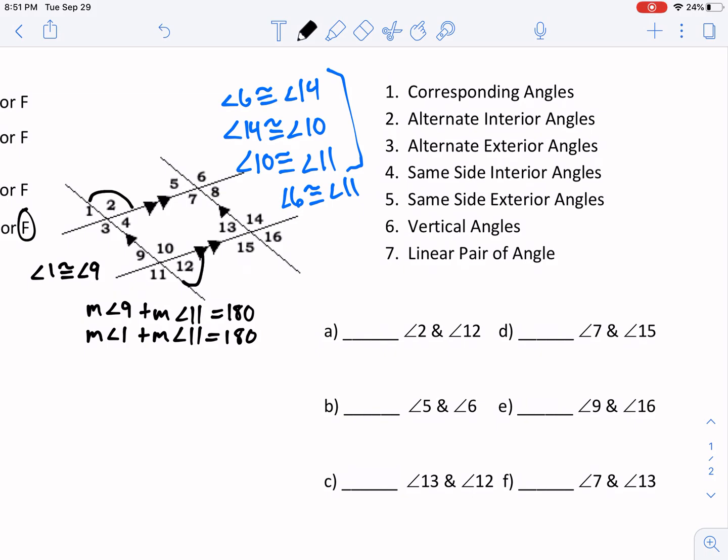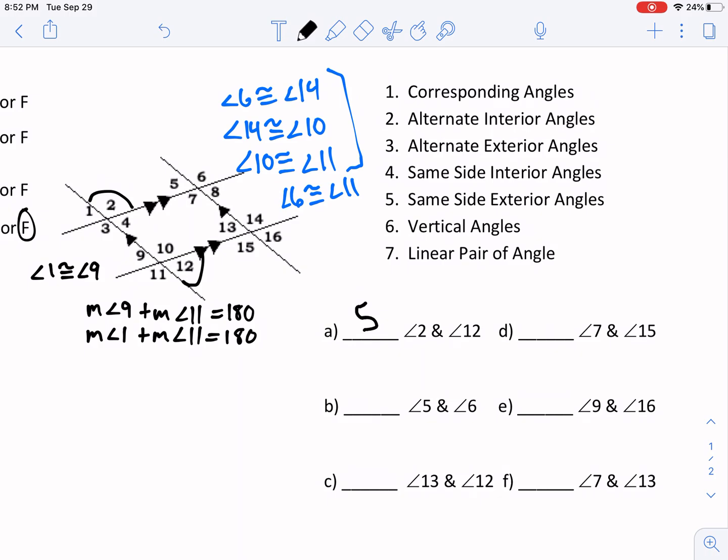What type of angles are those? Okay, well, notice they're on the same side of this transversal here, right? They're on the same side. However, they're on the outside of these two lines, okay? So those guys would be called same side exterior angles, number 5 here, okay? Same side exterior angles. They're on the same side, but they're on the exterior, okay?